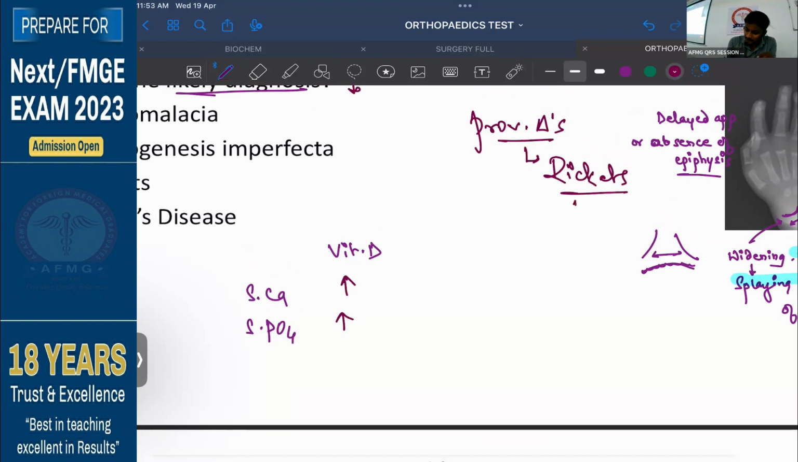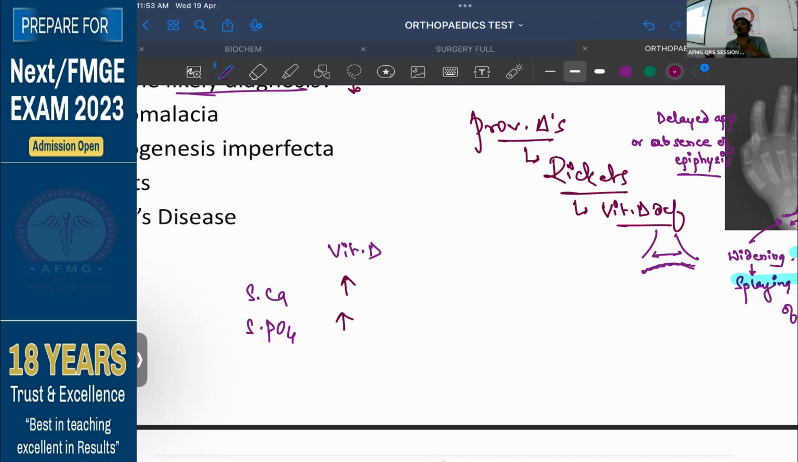I hope all of you are quite aware. The cause of rickets is vitamin D deficiency. Please remember, there can also be vitamin D independent rickets. That's a different funda altogether. But vitamin D deficiency की वजह से mainly rickets will occur, and the most common cause is nutritional deficiency of vitamin D usually. ठीक है?